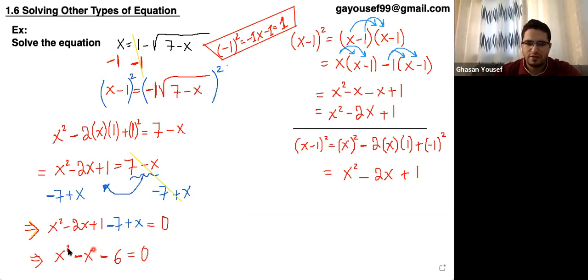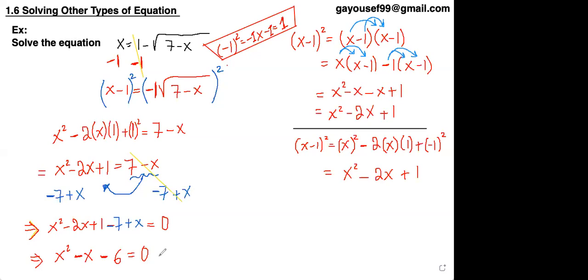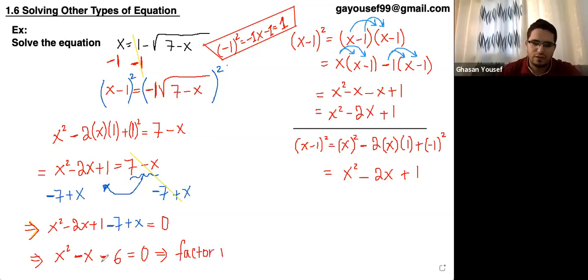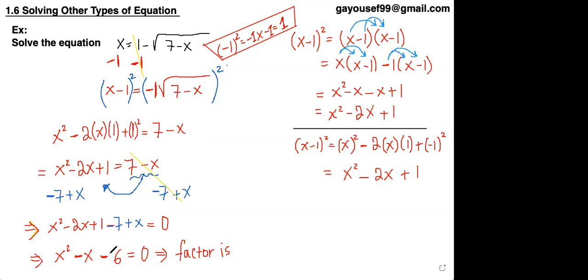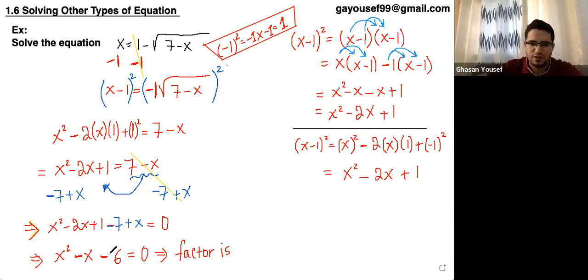How can we factor this quadratic equation? What is the factor for this one? -3 and 2. So looking for two numbers whose multiplication is -6 and whose sum is -1. So -3 and 2, you said, right? Yes. So -3 times 2 is -6, and -3 plus 2 is -1. This is correct. So here the factor is (x - 3)(x + 2) = 0.